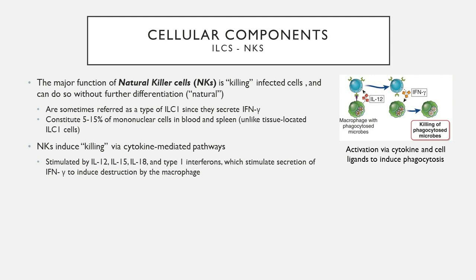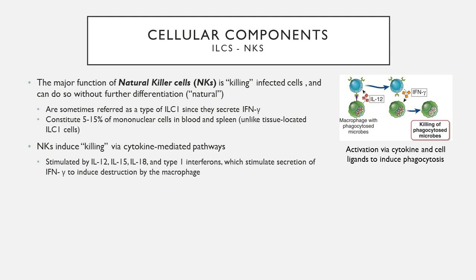But they do constitute major differences between the other ILCs that we learned, like ILC1s, which are usually tissue located, yet natural killer cells constitute about 5 to 15% of all mononuclear cells in the blood and spleen. So they're very much unlike their ILC helper siblings. And then just a reminder, the fact that they have that natural designation helps put them in the innate immune response because they can act without differentiating any further, okay? Just like other macrophages or neutrophils, they're ready to go and already have program mechanisms built into them, and they don't need to adapt in order to carry out their killing functionalities.